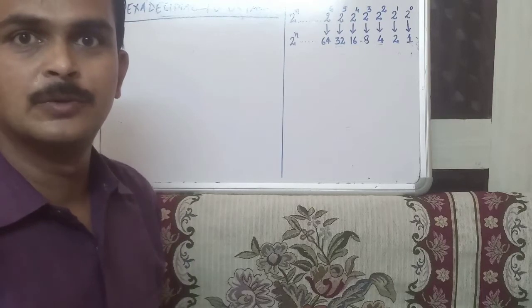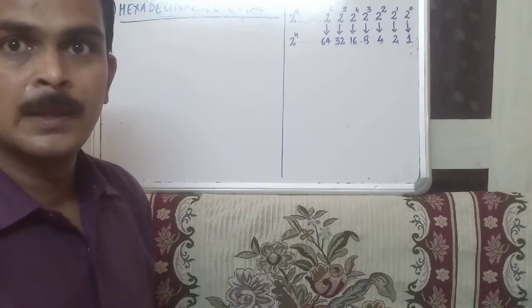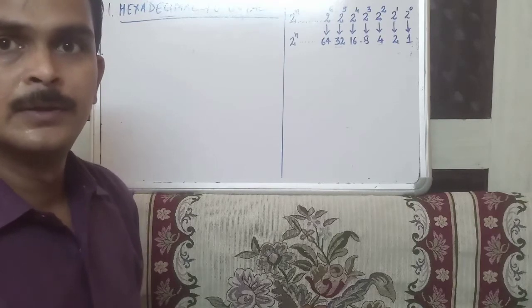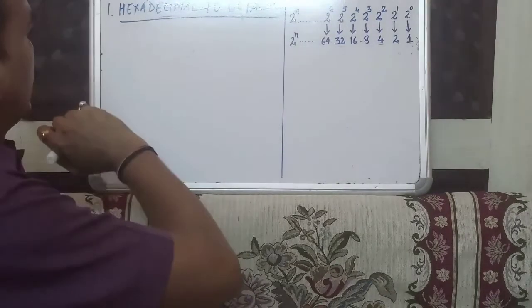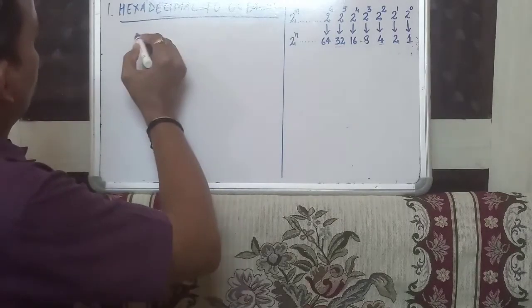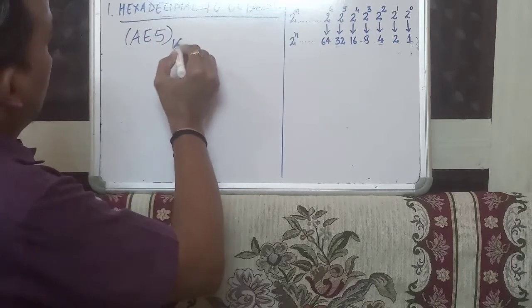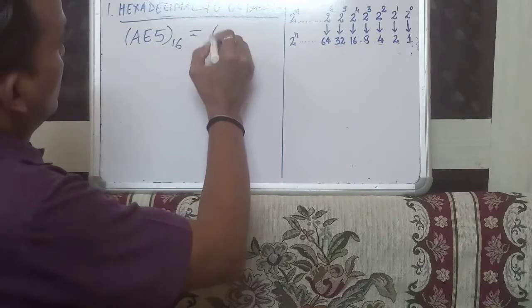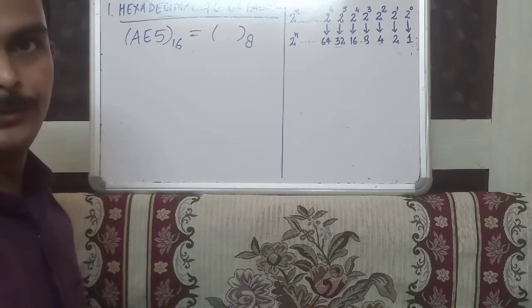Today we will discuss the conversion of hexadecimal to octal. How we can find out the octal value from the hexadecimal value. Okay, so let's take an example. Suppose we have one hexadecimal number, that is AE5 base 16, to octal. This number we have to just find out.